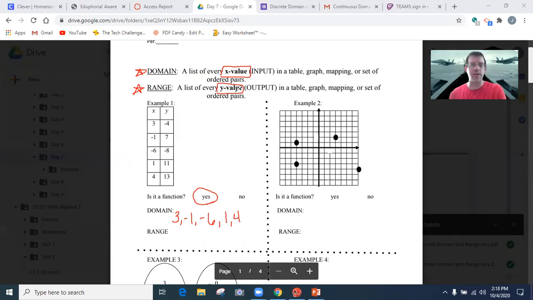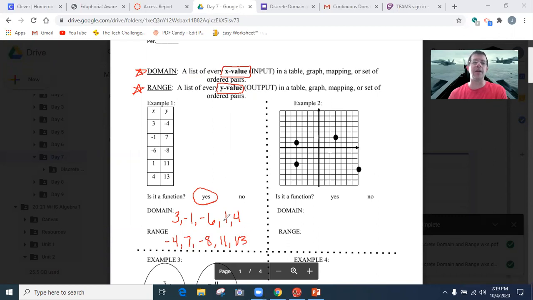So what is the range? The range is the y values. Here are my y values right here. So we have -4, 7, -8, 11, and 13. And in the end, if any of these numbers ever repeat, you only got to write them down once. So let's just say that there would have been 2 11s. You would only write 11 down once. Okay. All right, and that's it.